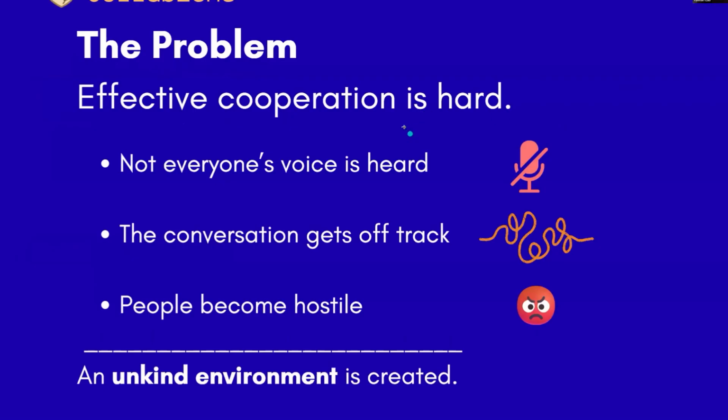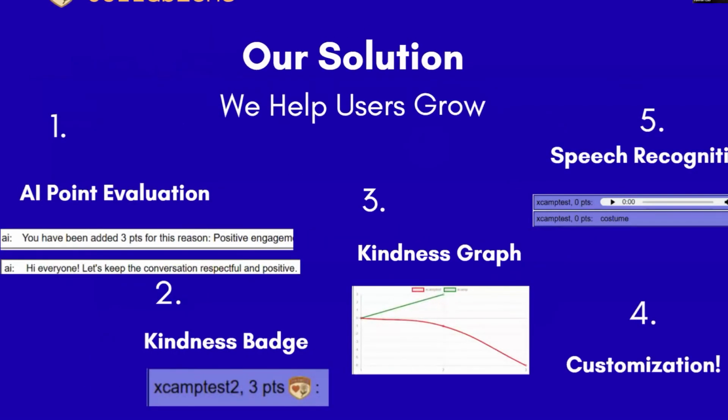So the problem is that effective cooperation is hard. Not everyone's voice is heard. The conversation too often gets off track and people can become hostile. This is why an unkind environment is created. Our solution helps users grow through gamification, recognition, and visualization.